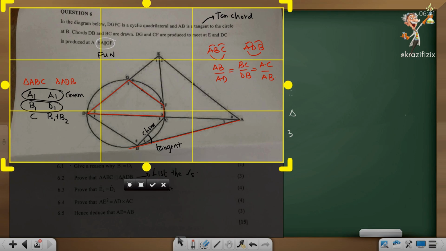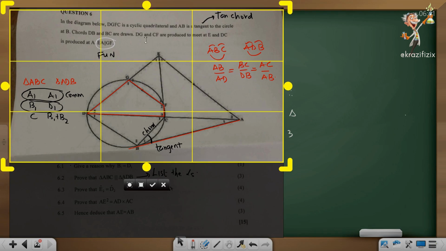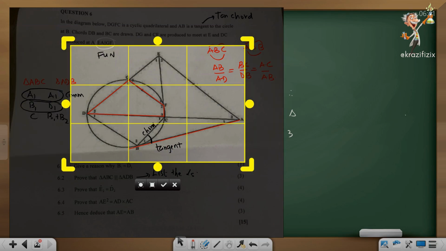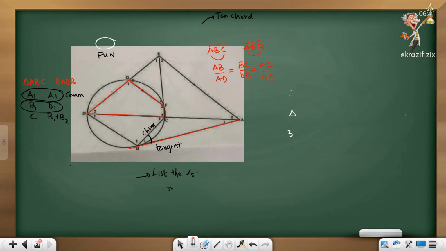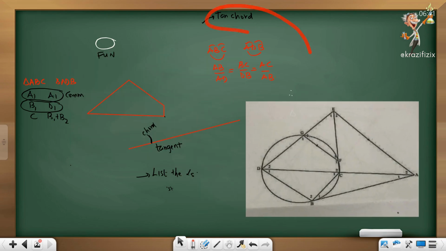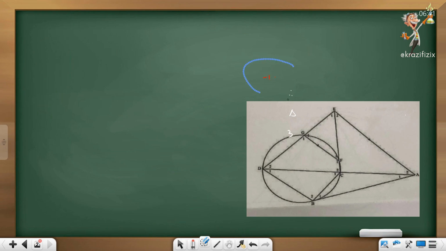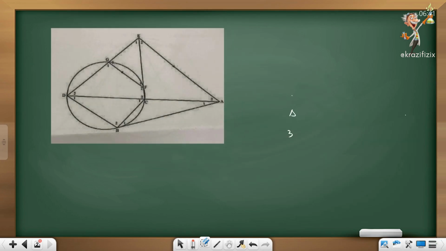I didn't have a clearer picture, so I'm just working with what I have that was sent on our Krazifizix WhatsApp group. So this is what we have. Okay, so I'm going to use this as my big diagram for visibility.